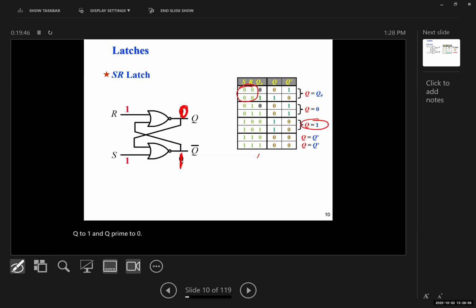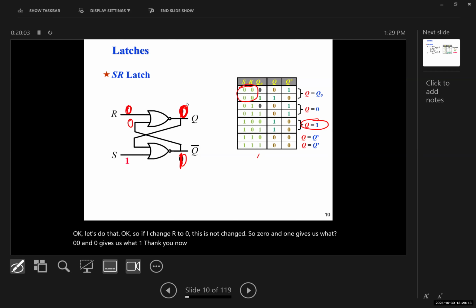R to 0. Okay, let's do that. So if I change R to 0, this is not changed. So 0 and 1 gives us what? 0. 0 and 0 gives us what? 1. Thank you. Now this changes.